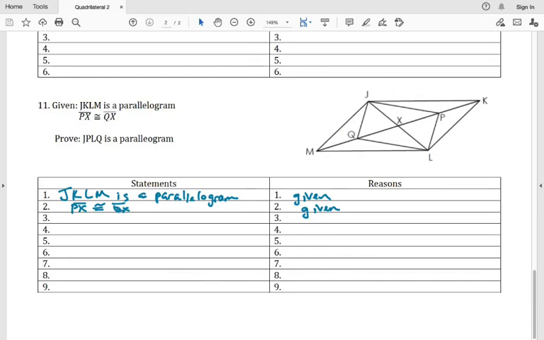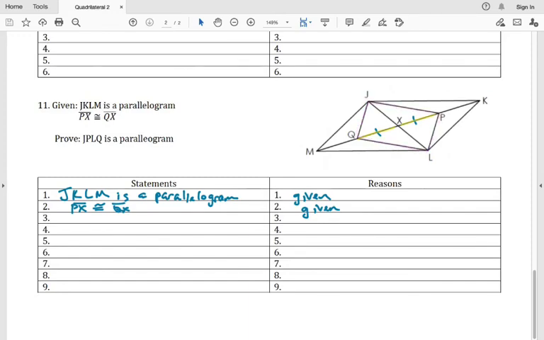Okay, on this next one, we're told that JKLM, that's the big one right here, is a parallelogram. So all the things we know about a parallelogram apply here, and we can use those. We're also told that PX is congruent to QX. So this little part right here is congruent to this little part right here. We're also trying to prove that this right here is a parallelogram.